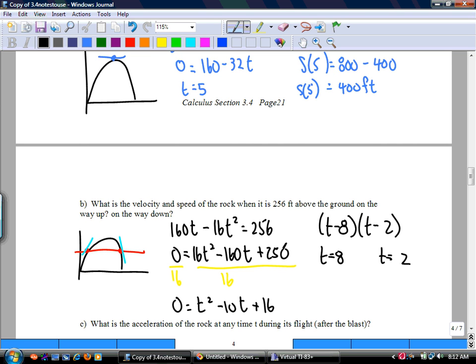So we can find S prime. On the way up, S prime of 2 equals 160 minus 32 times 2, which is 160 minus 64. 96 feet per second. What's t equals 8 going to be then? Don't do the calculation. Negative 96.